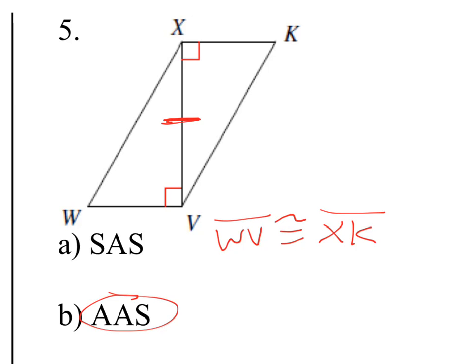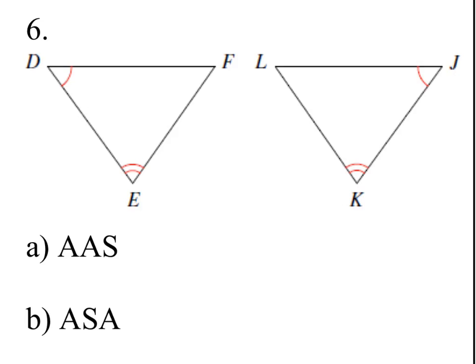And if we want angle angle side, we already have an angle and then a side. We need the previous angle, these outside angles, to be congruent. That's angle W congruent to angle K.